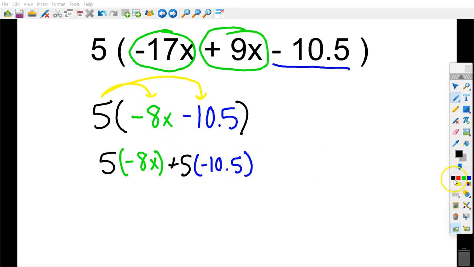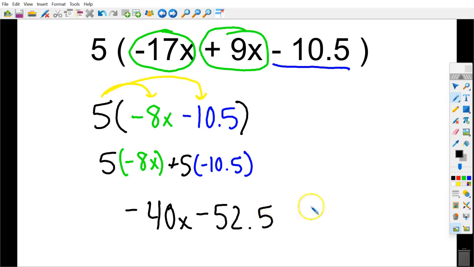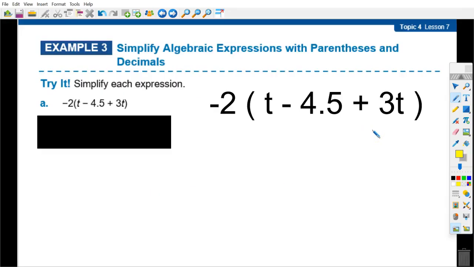Okay, so what is 5 times negative 8x? It is negative 40x. What is 5 times negative 10.5? It is negative, or minus, 52.5. Okay? Box it up, ship it out. It's good. All right? We've got one last try it to do, and then we are done. Okay? So go ahead, pause it, try this on your own.